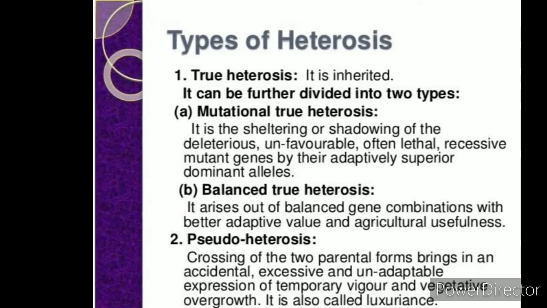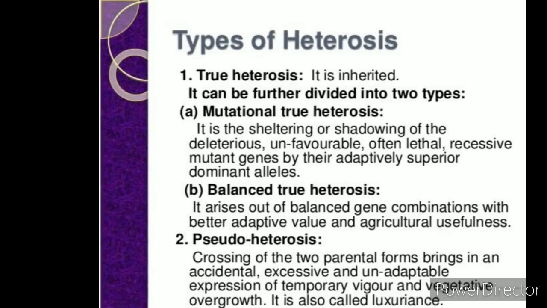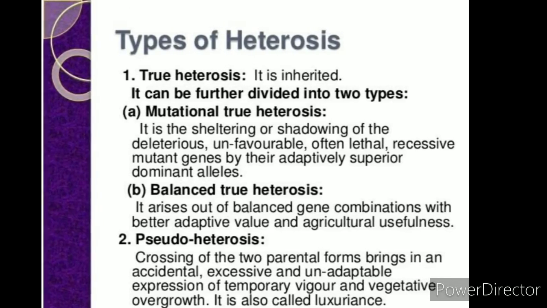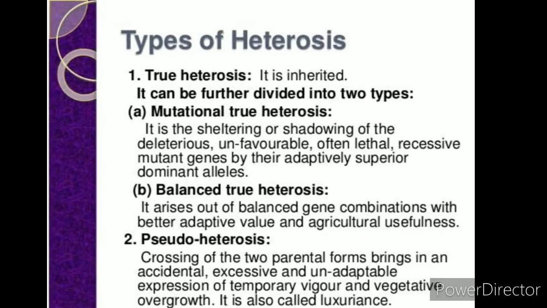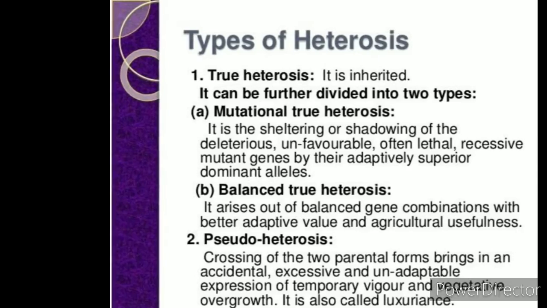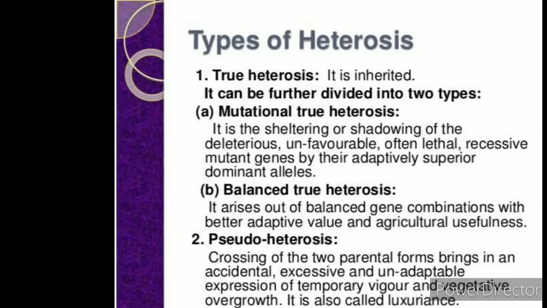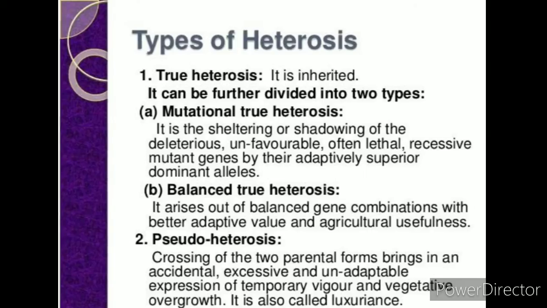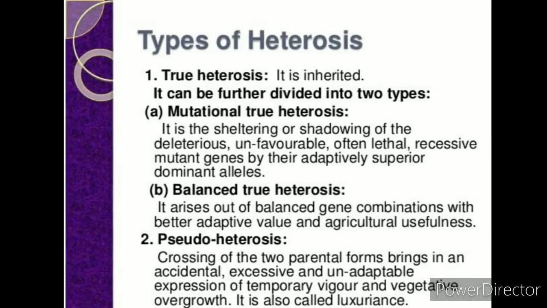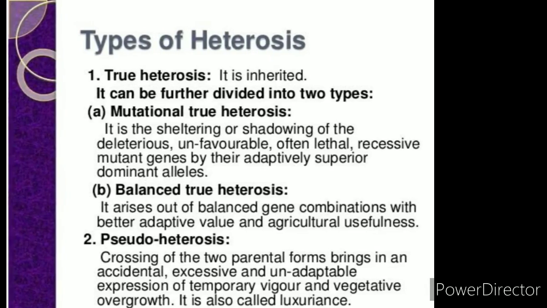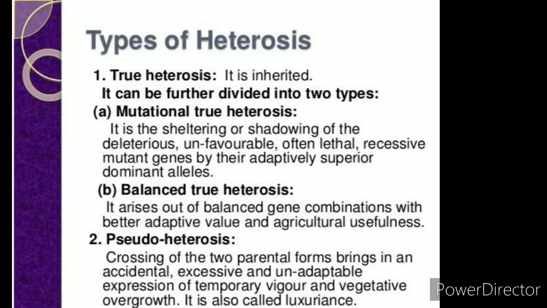Pseudoheterosis. Pseudo means false. This false heterosis is also termed as luxuriance. Here the progeny possesses superiority over parents in vegetative growth but not in yield and adaptation. These pseudoheterosis plants are usually sterile or poorly fertile, which means such types of plants are not involved or poorly involved in reproductive process. Now let's conclude the session.